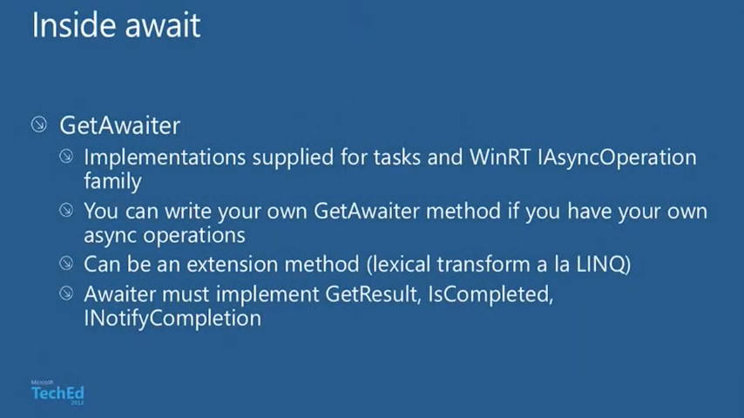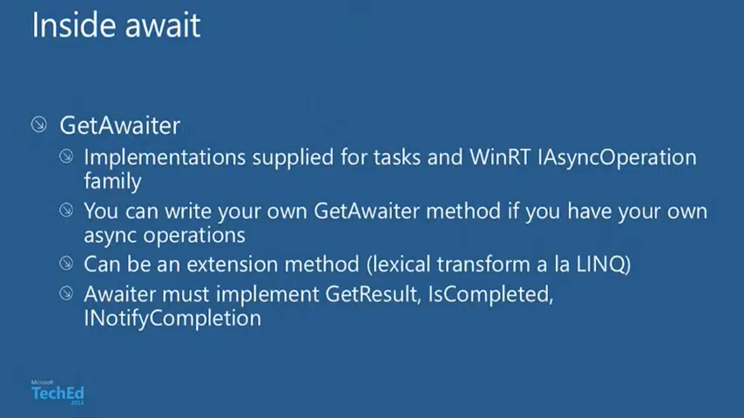So what about this getAwaiter method? Well, the task parallel library's got this built in. So in .NET 4.5, they've added a getAwaiter method to task. It doesn't actually need to be an instance method. As with LINQ, if you're familiar with the transforms compilers do for LINQ, all it's doing is saying, I'm going to take that expression and put .getAwaiter on the end, which means that it's perfectly okay to have an extension method.